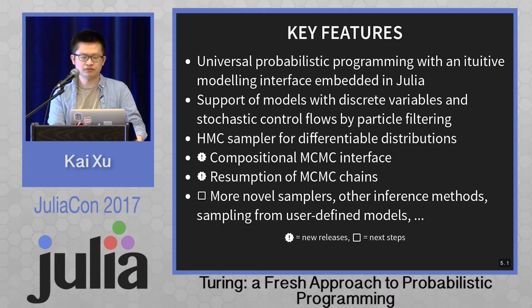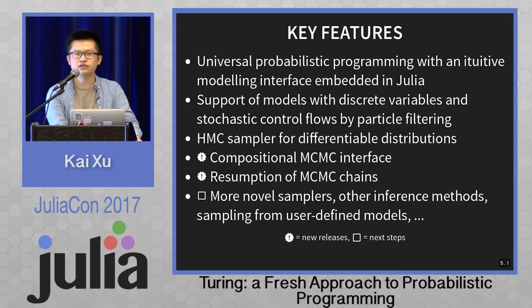And the intuitive, you've already seen the probabilistic model defined in Turing is almost identical to its mathematical expression. In terms of sampling methods, we support models with both discrete variables and continuous variables. For discrete variables, we have a set of particle filtering sampling methods which allow you to sample discrete variables. Another good thing about particle filtering is that you can also have stochastic control flows inside your program. And we also have HMC samplers, which you can use for differentiable distributions.